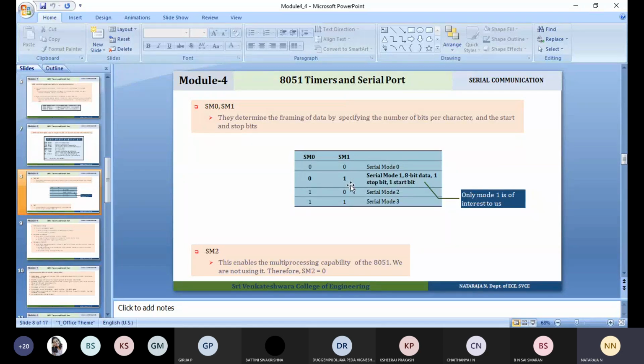Mainly we are going to use serial communication mode 1 programming. That is why we specify that 1 bit will be the stop bit and 1 bit will be the start bit, which we are going to consider.